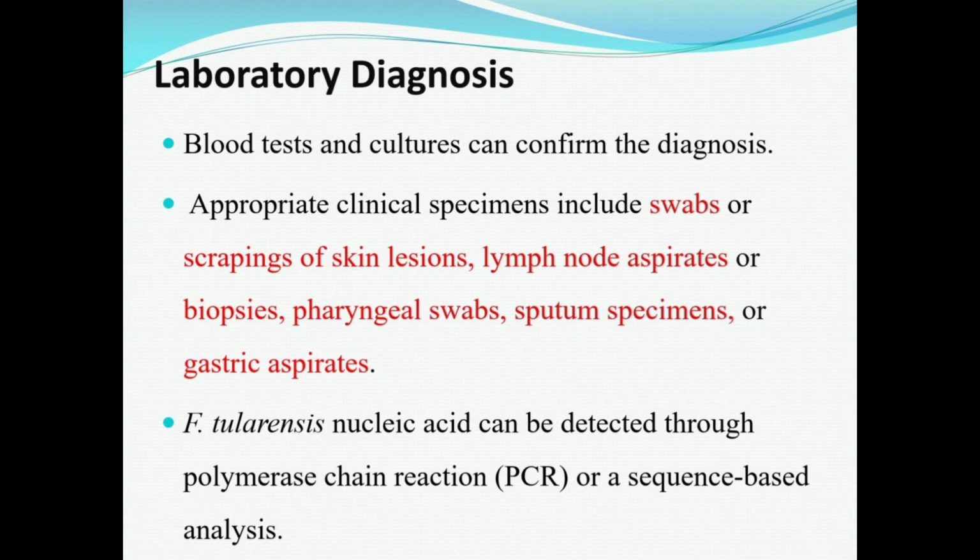Blood tests and cultures can confirm the diagnosis. Clinical specimens include swabs, scrapings of skin lesions, lymph node aspirates or biopsies, pharyngeal specimens or gastric aspirates. These are the specimens used to diagnose. Francisella tularensis nucleic acids can be detected through the polymerase chain reaction, PCR, or sequence-based analysis.